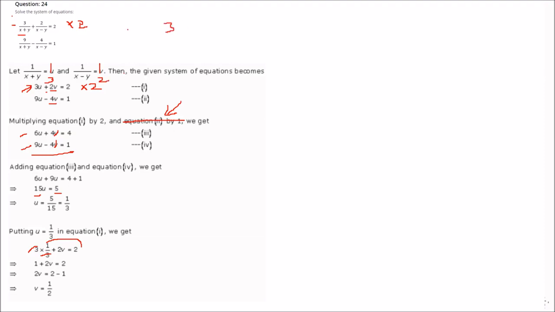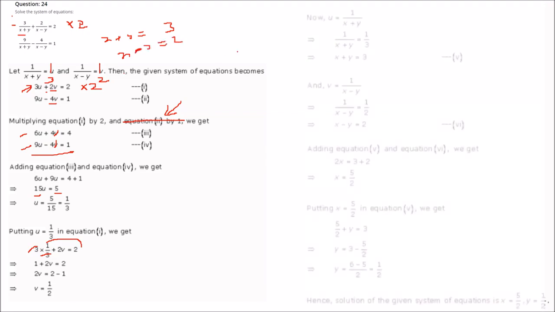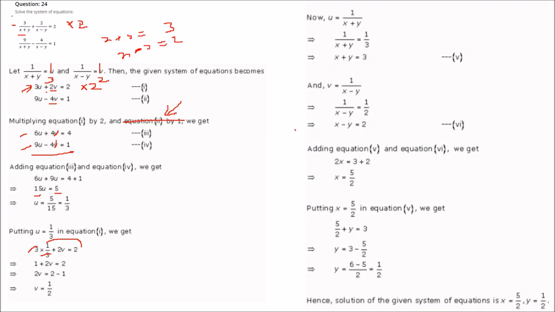So the equations will be x plus y equal to 3 and x minus y equal to 2. So these are the two equations found. x minus y equal to 2, x plus y equal to 3. Add them, this gets cancelled. So 2x will be equal to 5. x is equal to 5 by 2. Put x in any of these equations now. You get y equal to half. So x is 5 by 2, y is half, 1 by 2.